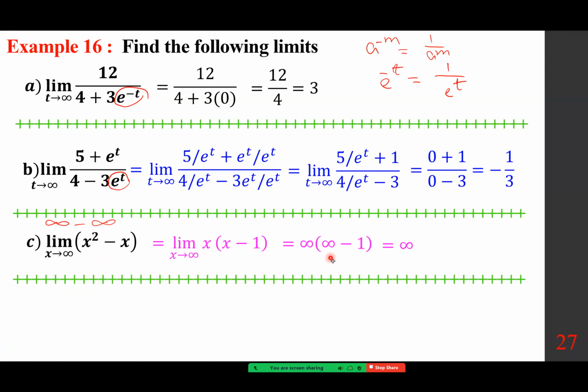So I hope you remember, in the previous page, infinity minus infinity ended up 0. In this case, it ends up with infinity. And in some other cases, you'll find out that it gives you some other number.